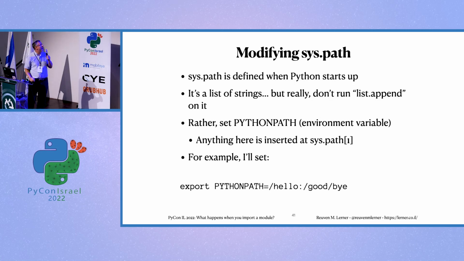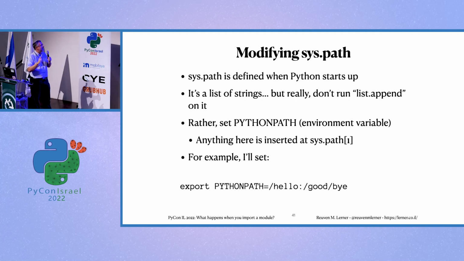Well, what if I want to modify sys.path? Well, the thing is, sys.path is defined when Python starts up. And it is a list of strings, so you can use list.append on it, or list.insert. Don't do that, right? Because at best case, you've done it for your particular program. What, you're then going to go to each and every one of your programs and insert your path name in there? I don't think that's a good idea.